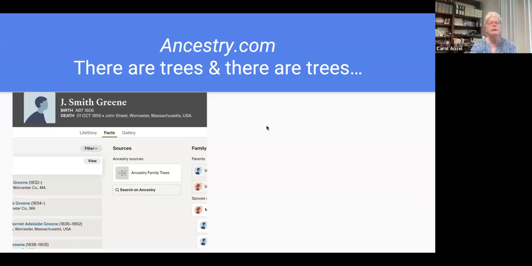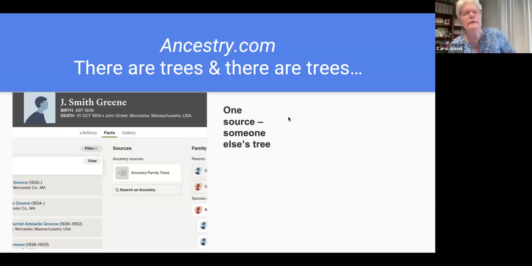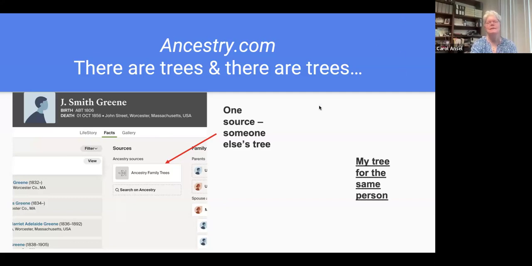All right, we're going to take a quick look at Ancestry and FamilySearch. So on Ancestry, you might use somebody else's tree, but you pretty much want to avoid that. And as I said, there are trees and there are trees. Here's an entry for J. Smith Green, an ancestor of mine. And what are the sources this person had? One family tree, somebody else's family tree. Now, I'm not going to take you over there in the interest of time, but if we look at the same person in my tree, I have 25 sources. So if somebody else was researching him, that would be great for them, because there would be a lot of resources there that they could also look at.